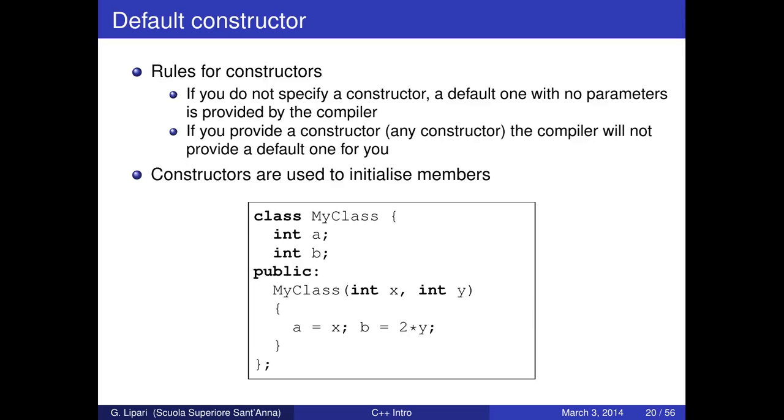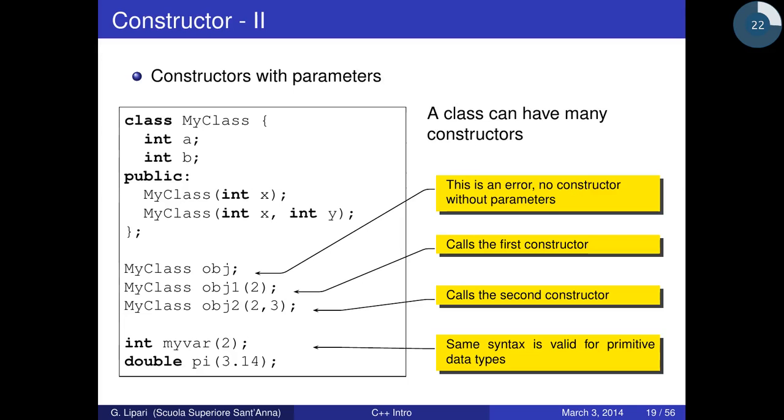So what are the rules for constructors? If you do not specify a constructor, then a default one with no parameter is provided by the compiler. If you do provide a constructor, any kind of constructor, the compiler will not provide a default one for you. Okay. And what are constructors for? Usually constructors are used to initialize internal variables, to give them initial values.